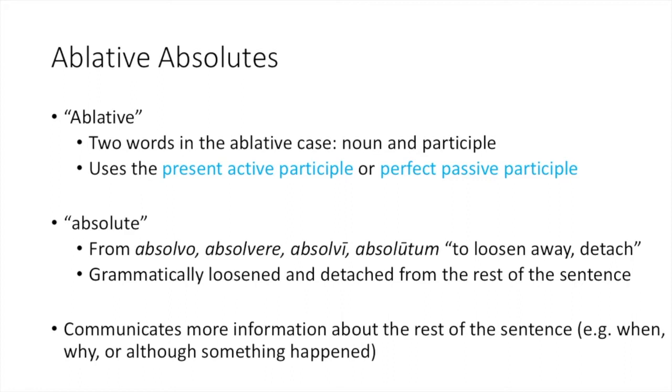It does in terms of meaning, because the ablative absolute communicates more information about the rest of the sentence, like when something happened or why the main clause happened, or although something happened, then your main clause happened, your independent clause happened. So it's just giving us a lot more information about your independent clause that it's detached from. So let's look at this with some examples so it sounds less confusing.